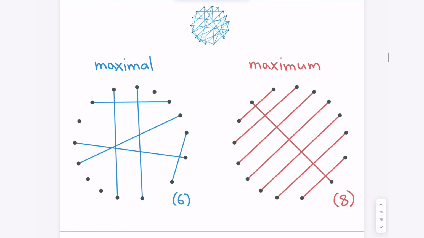Okay, so maximal versus maximum. We're going to do a little bit of a foray just to study the object. So in that example from before, many of you spotted this maximum matching. But this would be a maximal matching. You couldn't add any more edges to this. Okay, they're not necessarily equal.